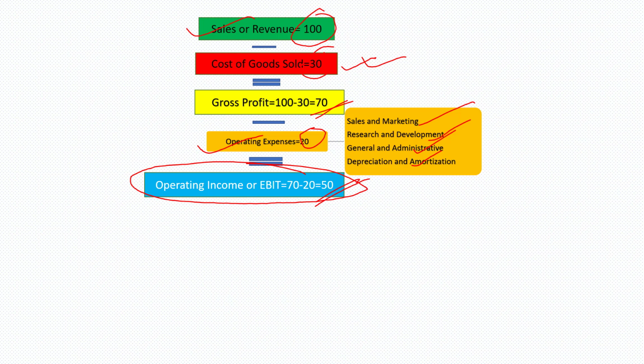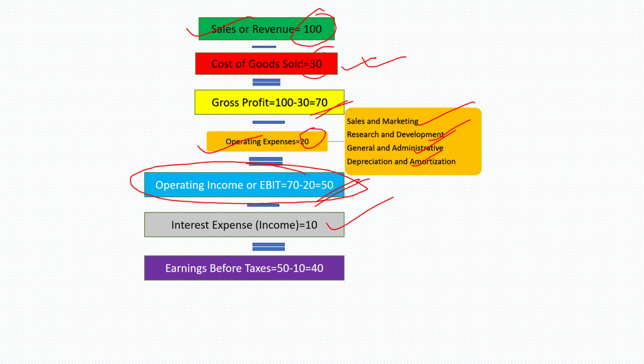But note that not all of that income goes to the firm, right? Sometimes firms also have debt on their balance sheet, so they have to pay interest, and if you subtract that interest expense from your operating income, then you get earnings before taxes, right? And in this example, our operating income was 50 and $10 is the interest expense. So if you subtract that 10 from 50, you get 40. That's your earnings before taxes.